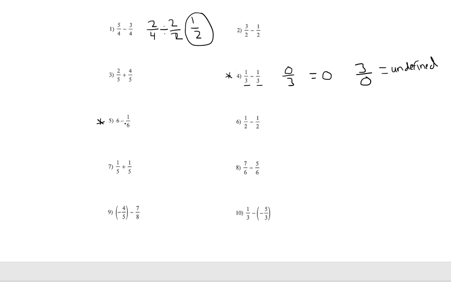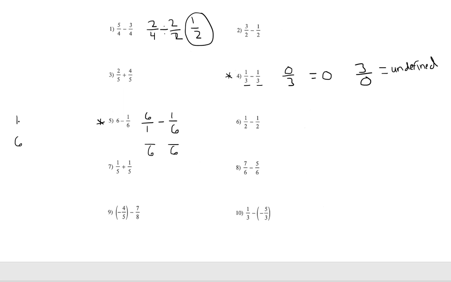Now, on number 5, we have 6 minus 1/6. And to make the 6 a fraction, to make any whole number a fraction, we put it over 1. So this is really 6 over 1 minus 1 over 6. And so if we are going to subtract these two fractions, we need to find a common denominator between 1 and 6. So remember, that is a number that both the 1 and the 6 can divide into, and that would be 6.